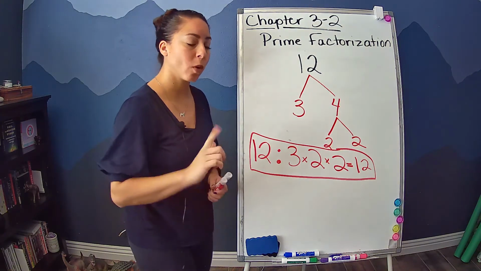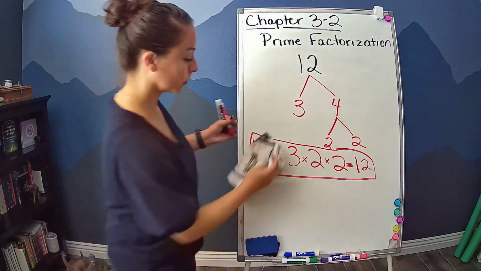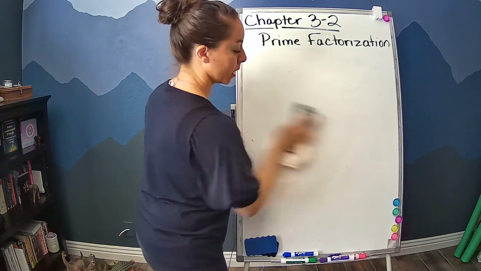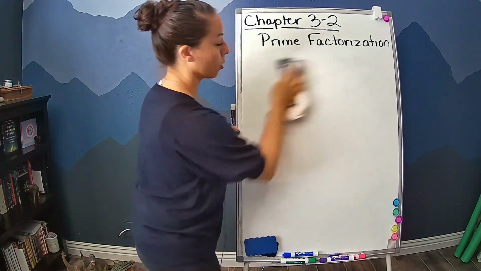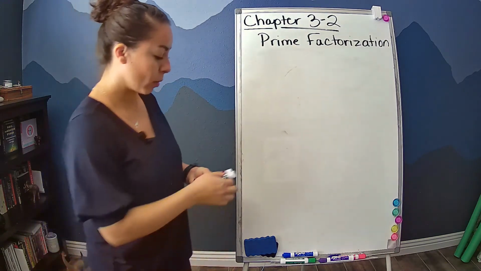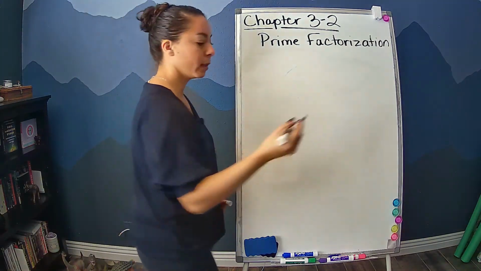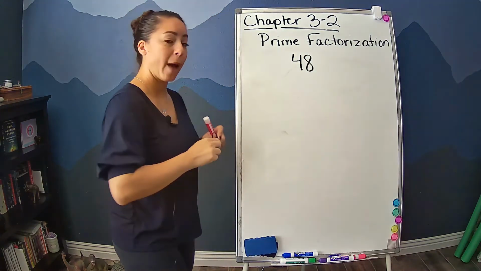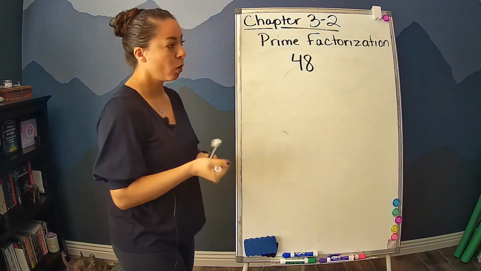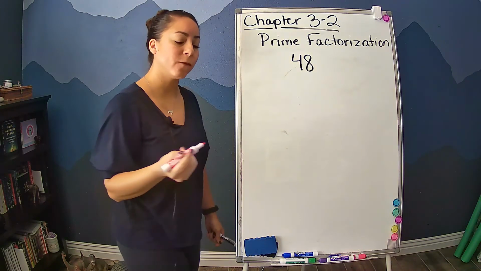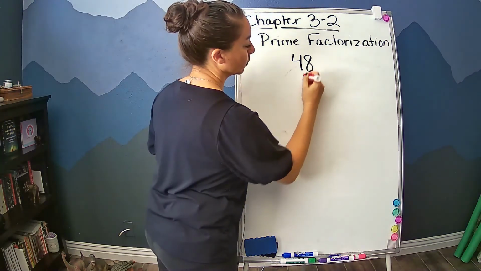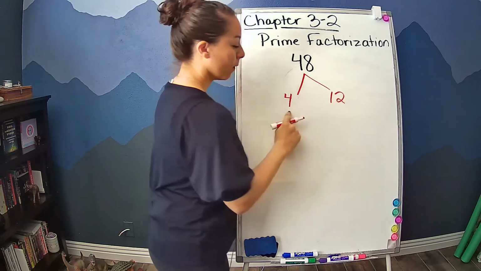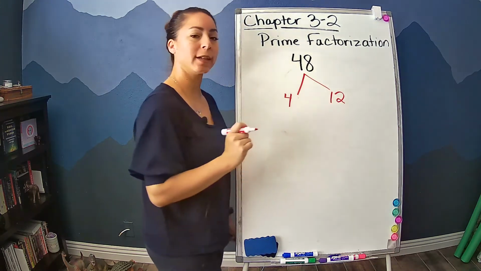Let's do one more example. I'm going to do one that's going to branch out a little bit more as well. I'm going to do 48. Let's try the number 48. I'm going to start my factor tree. What two numbers multiply to make 48? I'm going to do 4 and 12. 4 times 12 equals 48.